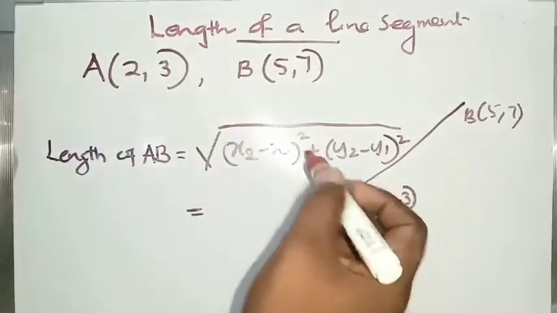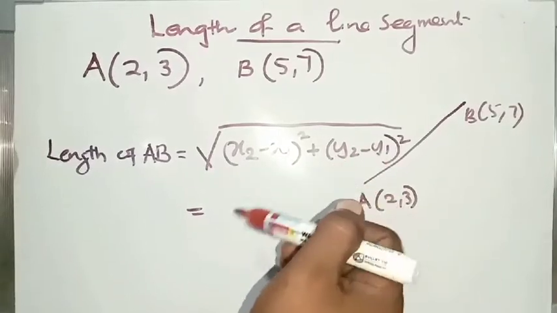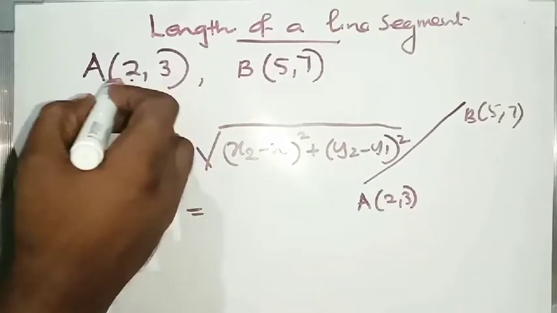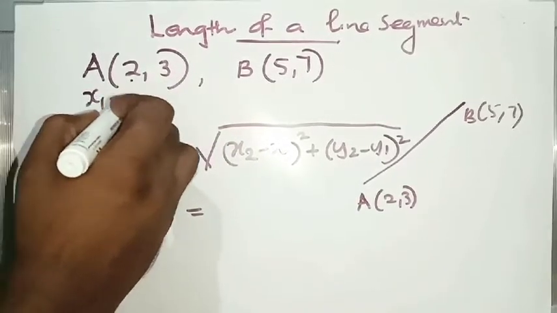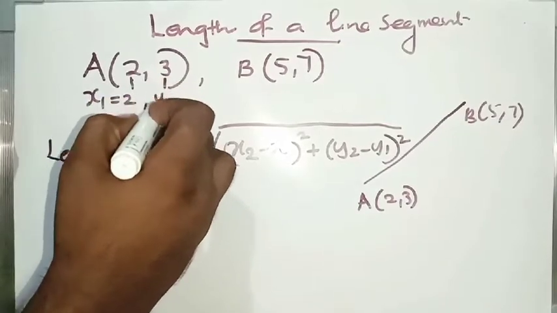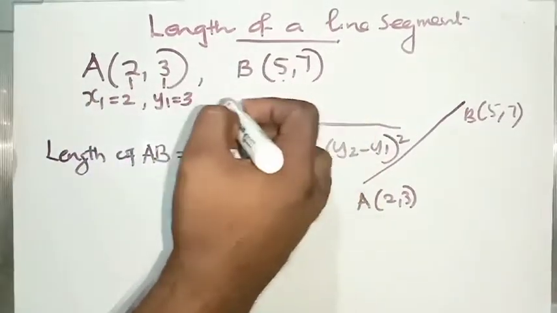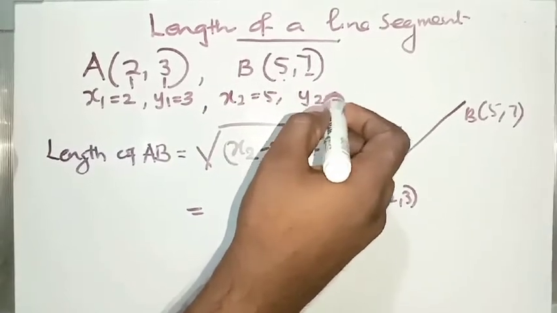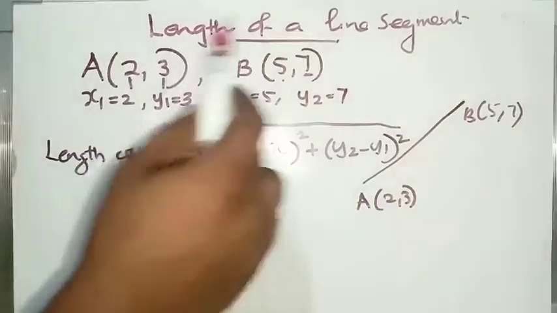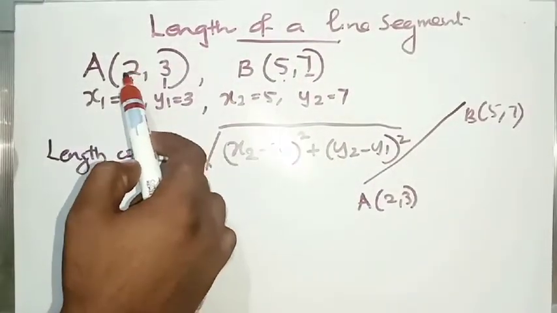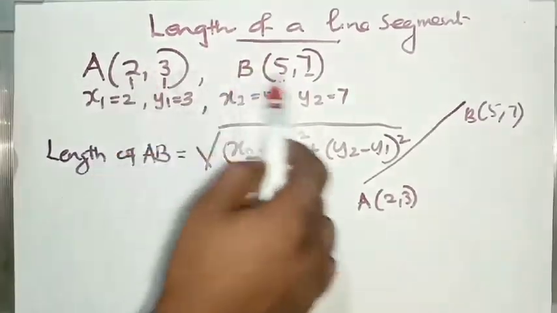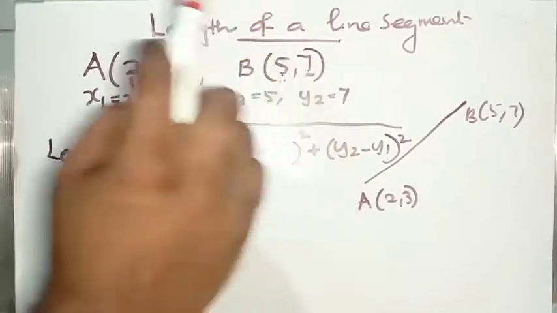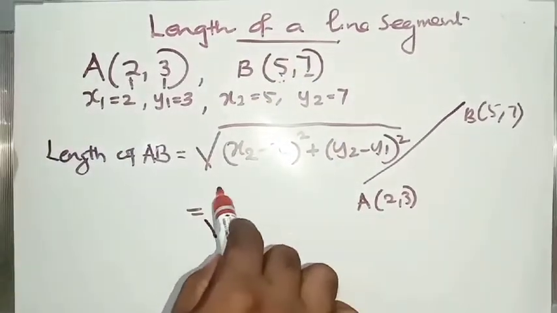So let's find out what are x1, y1, x2, y2. It's very simple. We have the first point. Let's consider this one as x1, this is x1 and this is y1. This is x2 and this point is y2. Anything can be considered as x1, you can consider this one as x1 or this one as x1, but for our convenience, the first point is x1, y1 and the second is x2, y2. Now substitute in the equation.